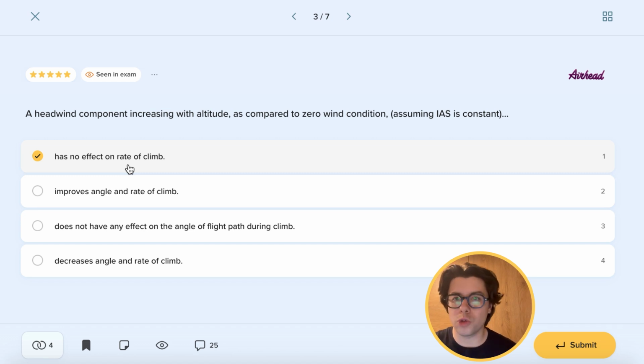The same is also true for the endurance of your aircraft. So no matter the wind, the endurance of your aircraft will always stay the same. However, the maximum range of course changes with the wind, and also the speeds for best endurance will always be the same.